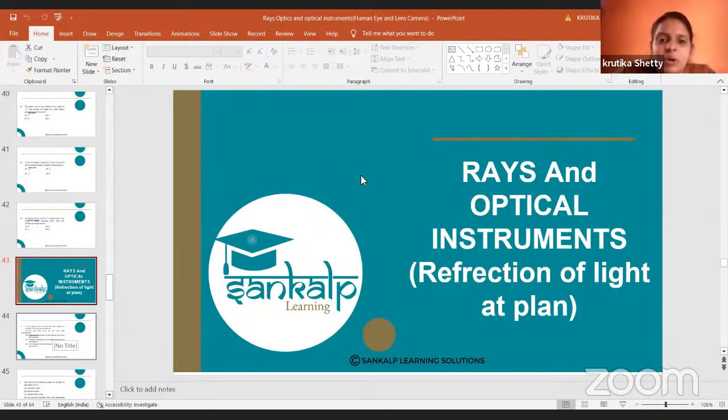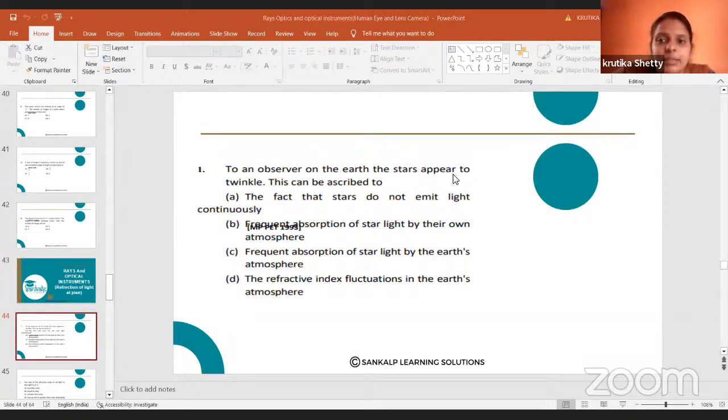To an observer on the earth, the stars appear to twinkle. Now when we observe stars, we observe that they are shining, they are twinkling. This can be described to the fact that stars do not emit light continuously. Option B, the frequent absorption of the starlight by their own atmosphere. Option C, a frequent absorption of starlight by the Earth's atmosphere. And option D, the refractive index fluctuations in the Earth's atmosphere. Why do we see the stars twinkling?